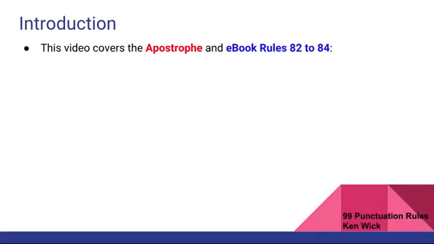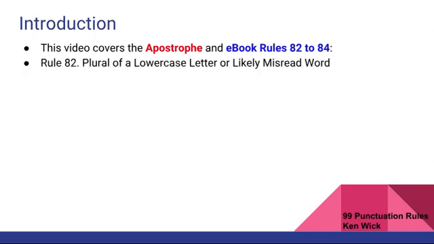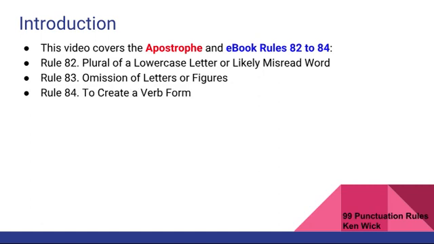This video covers the apostrophe, specifically ebook rules 82 to 84, which are plural of a lowercase letter or likely misread word, omission of letters or figures, and to create a verb form.